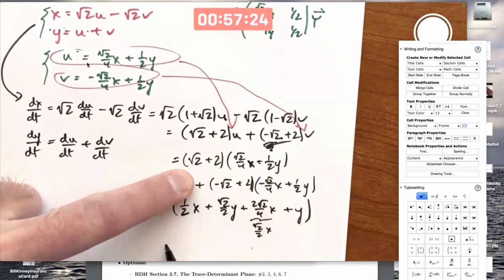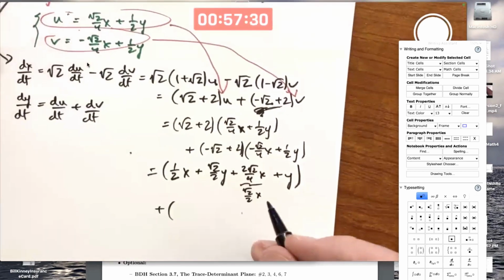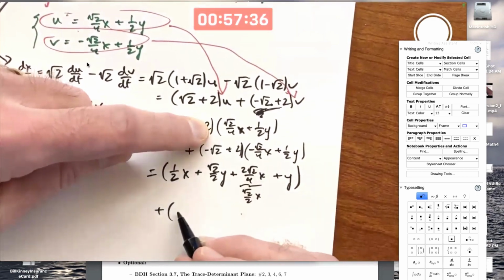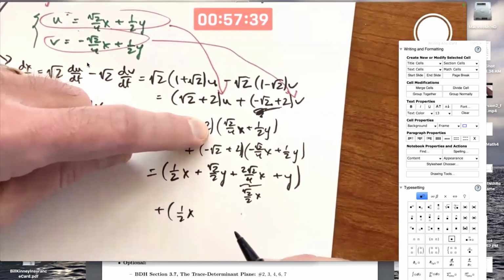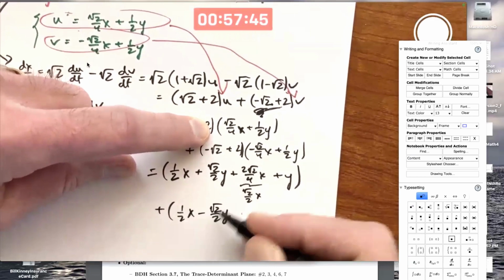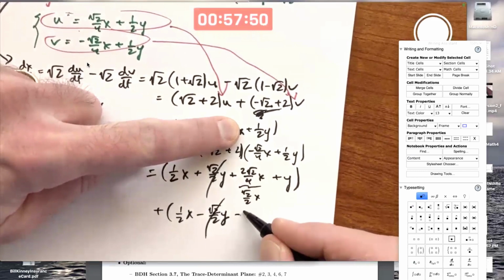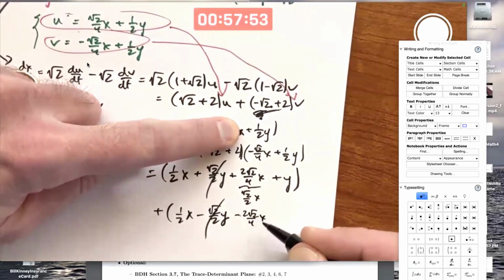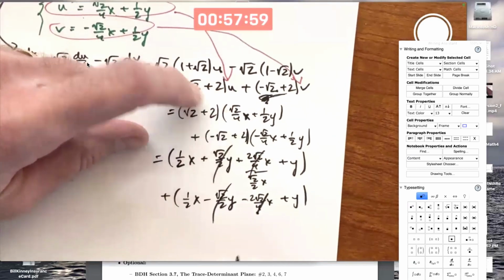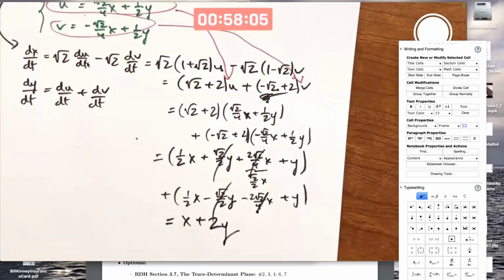Now FOIL these. I'm using parentheses, but I didn't have to. First times first, negative signs cancel. Root 2's times themselves become 2 over 4 is 1/2 x. Outside times outside is minus root 2 over 2y. That'll cancel with that one. Inside times inside is minus 2 root 2 over 4x, and that'll cancel with that one. Last times last is plus y. This does simplify to x plus 2y, like I guessed.